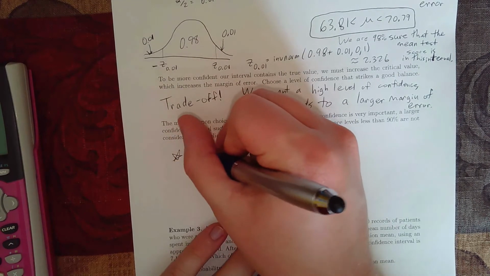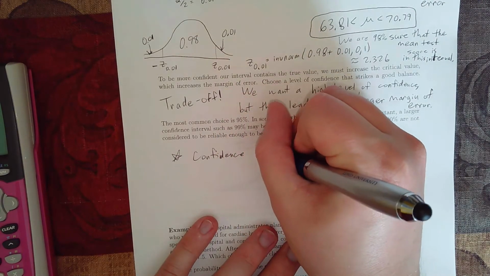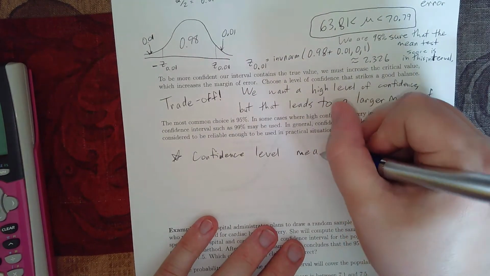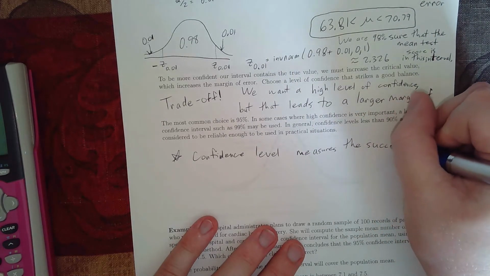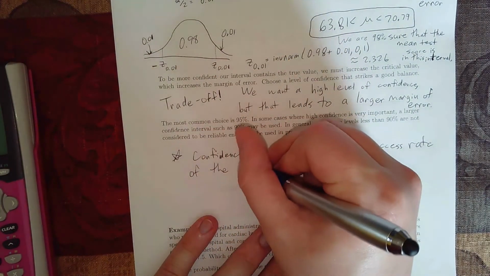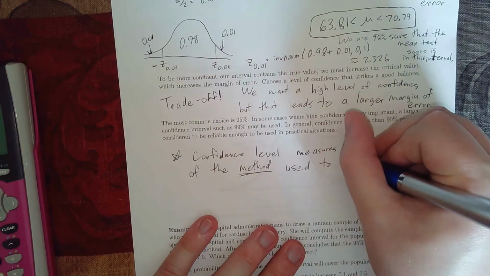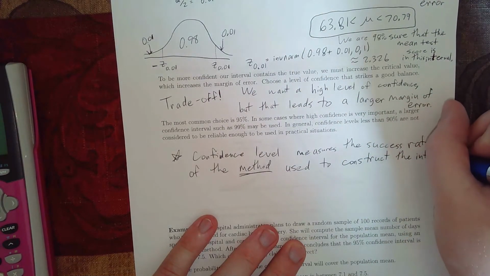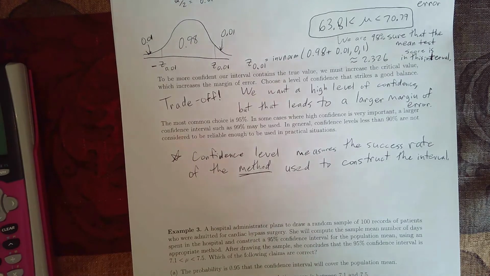So the confidence level measures the success rate of the method that we're using to construct the interval. However, it doesn't measure the success rate of any particular interval.